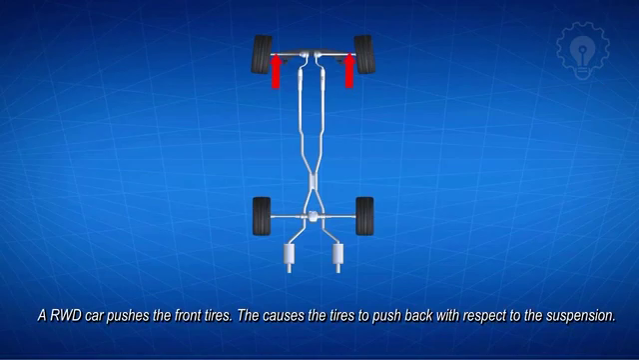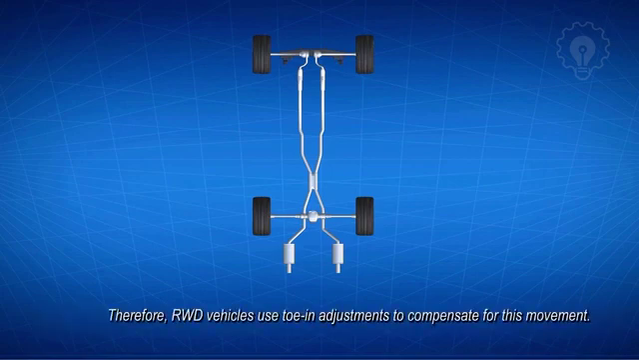A rear-wheel drive car pushes the front tires. This causes the tires to push back with respect to the suspension. Therefore, rear-wheel drive vehicles use toe-in adjustments to compensate for this movement.